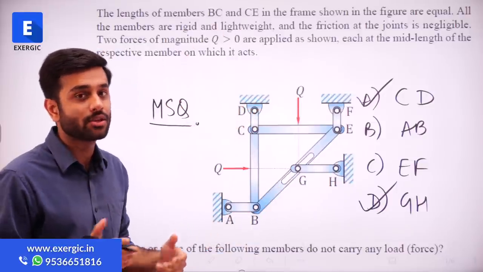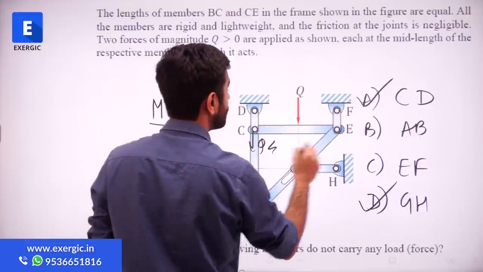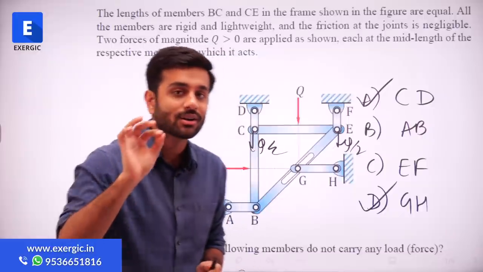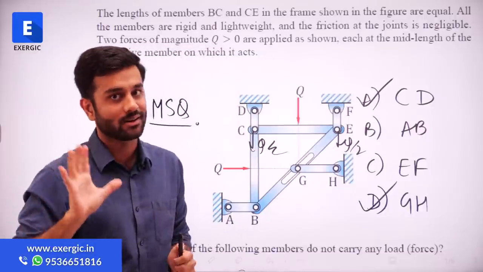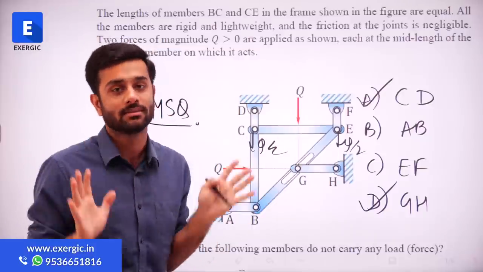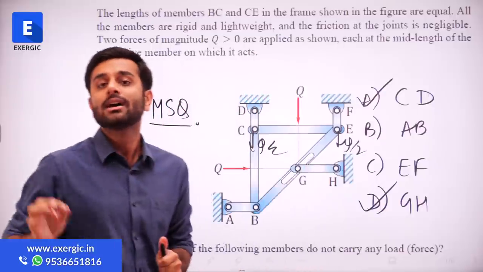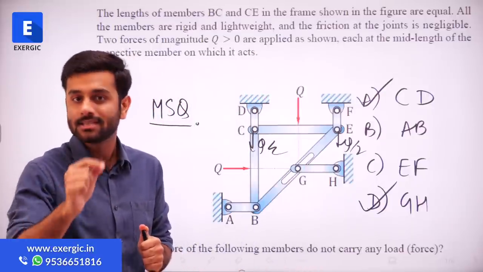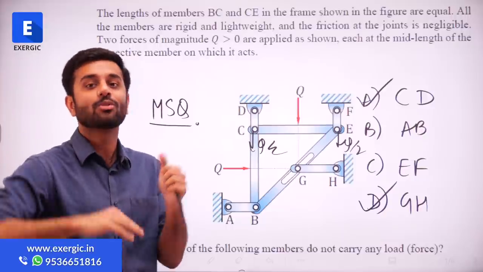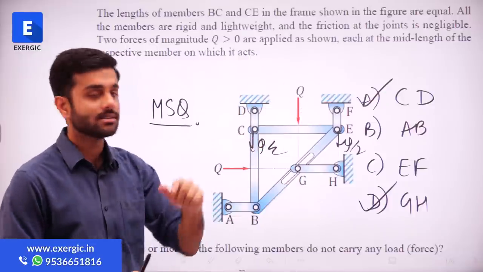Even if you know it is MSQ, but you forgot, and even if you know that this Q will be divided here as Q by 2 and Q by 2, if you do not draw it in the diagram, there is a chance of error if you miss writing Q as Q by 2 and Q by 2, and try to directly conclude something. So there are many small places where a mistake is possible in this question. Clearly, it is not direct or easy. It's a tricky question, and it requires you to go beyond the normal processes in order to get to the answer, which is CD as well as GH for this question.